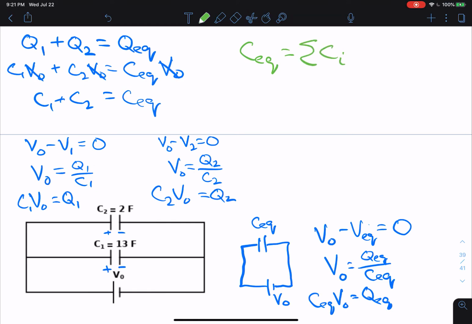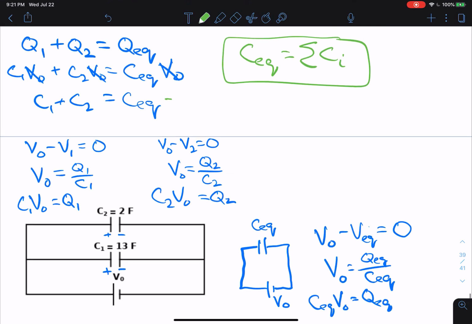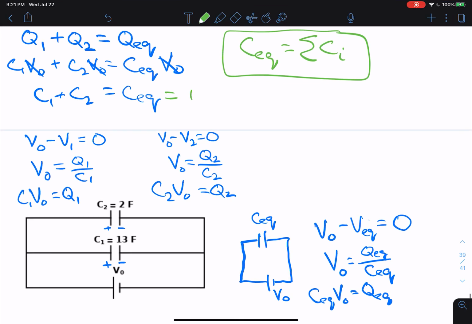And so a couple of things we see here: first, the capacitors behave the exact opposite of the resistors with regards to this idea of equivalence. In this particular case, I would just go ahead and say, all right, C1 is 13, C2 is 2, and so my equivalent capacitance is just 15 farads.